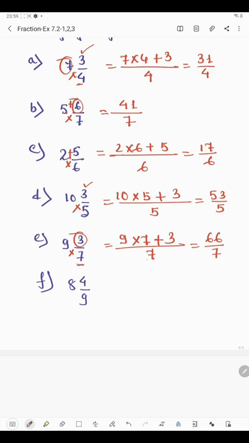Okay, and in the last part we have 8 multiplied by 9. So it's 72, and 72 is to be added to 4. Right, and the denominator will remain the same. So 72 plus 4 is 76 by 9.